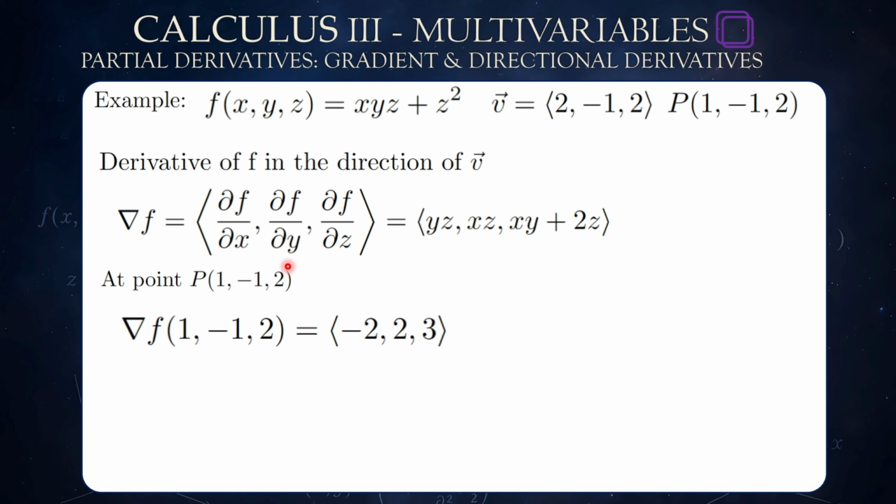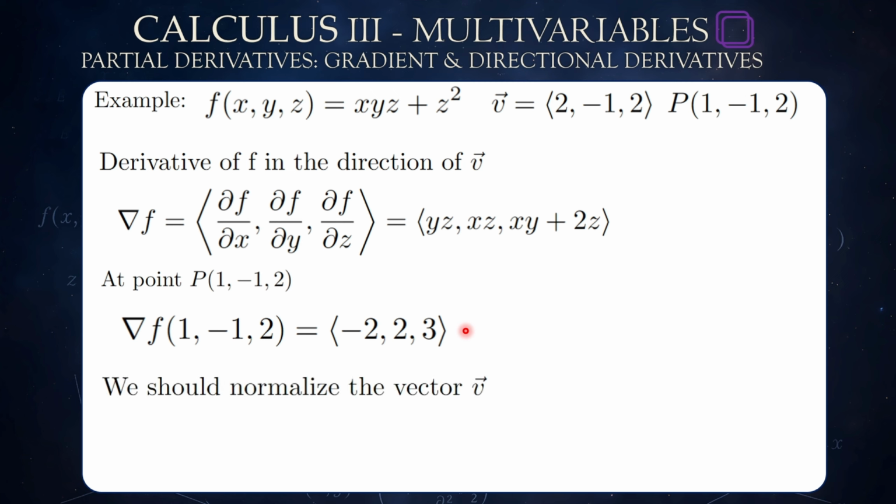Okay, so at point P, this gradient is equal to, you replace the coordinates of P in that gradient, (1, -1, 2), so you have minus 1 in y and 2, that's minus 2 for x, for xz it is 2, for xy plus 2z, you replace x and y, then minus 1, then 2 times 2, which is 4 minus 1, or 3.